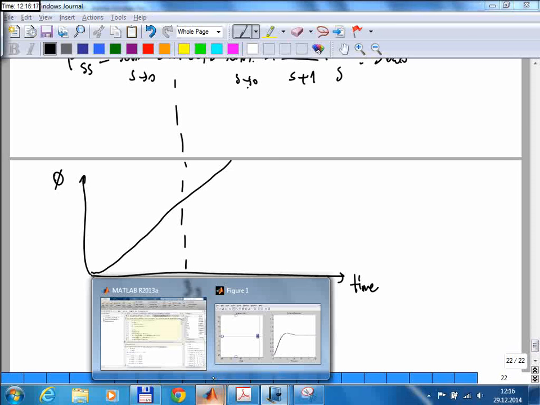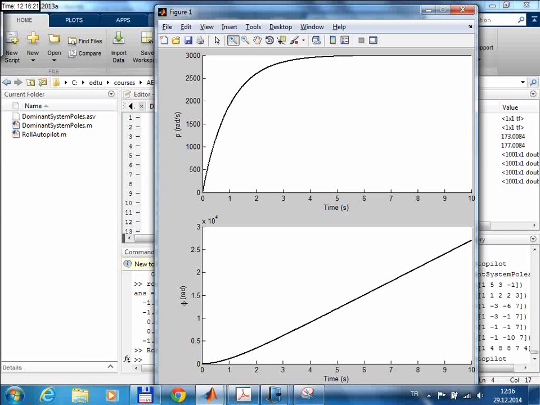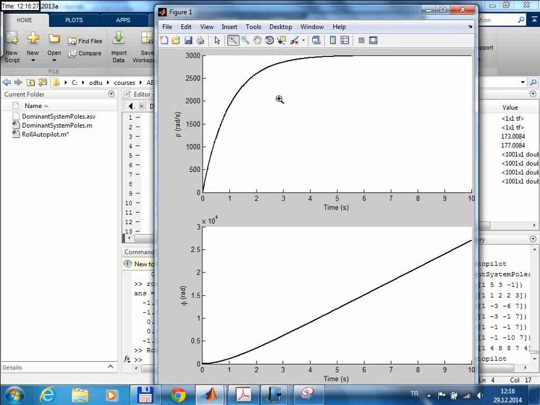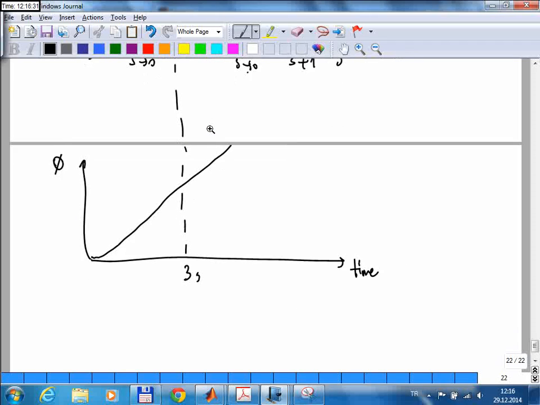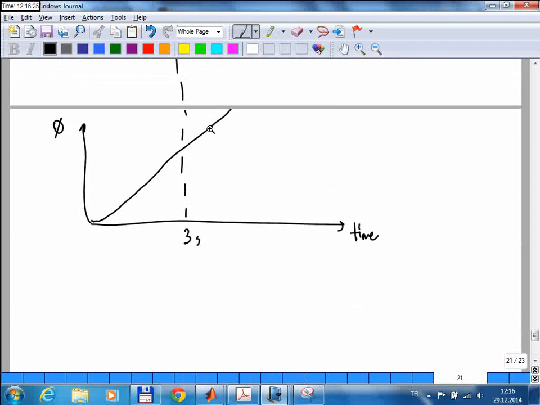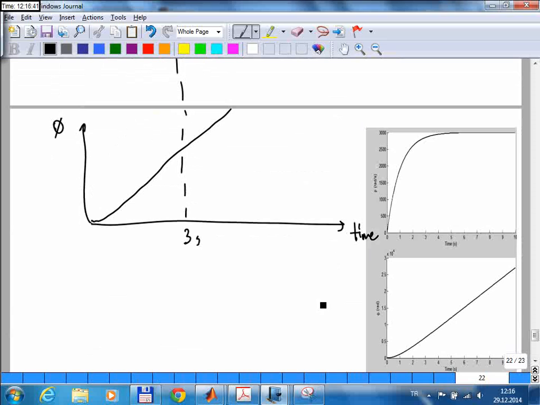In fact, I have this in simulation, so let me just run this file. So this is what you get, the roll rate and roll angle. Now, we haven't used the Routh test so far.